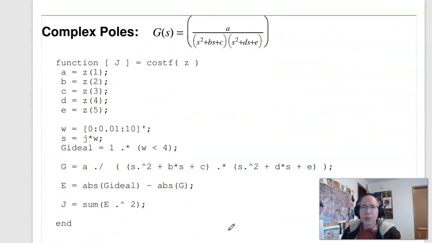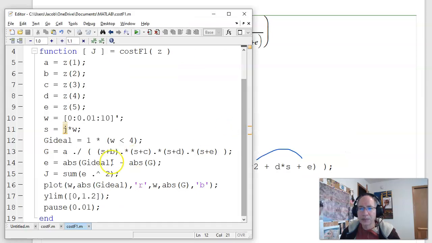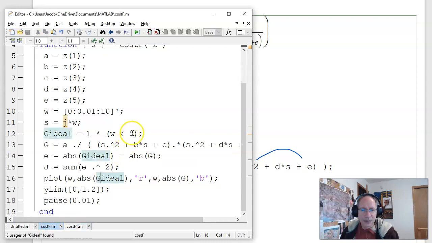Suppose I opened it up. Suppose I allowed the poles to become complex. In that case, I could use this as my cost function. Same thing as before. I'm going to pass A, B, C, D, E, but now I've got one set of complex poles, possibly complex. Here's the second set of complex poles. Can I do better? And kind of tell it I'm not going to do worse. So here's my cost function called cost F. I want the gain to be 1 for frequencies less than 4.